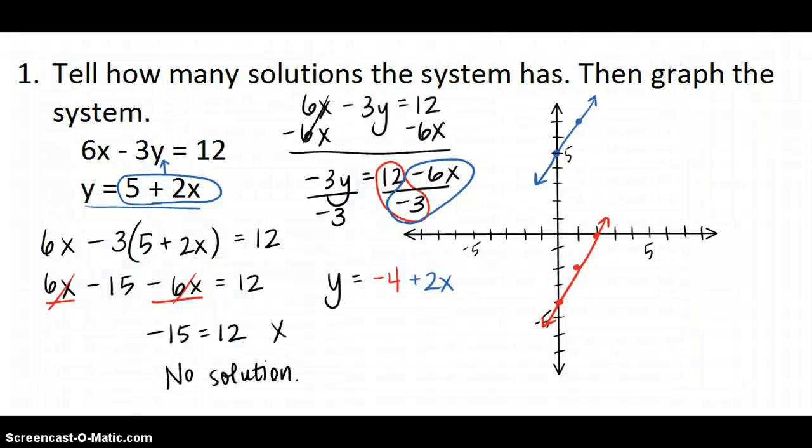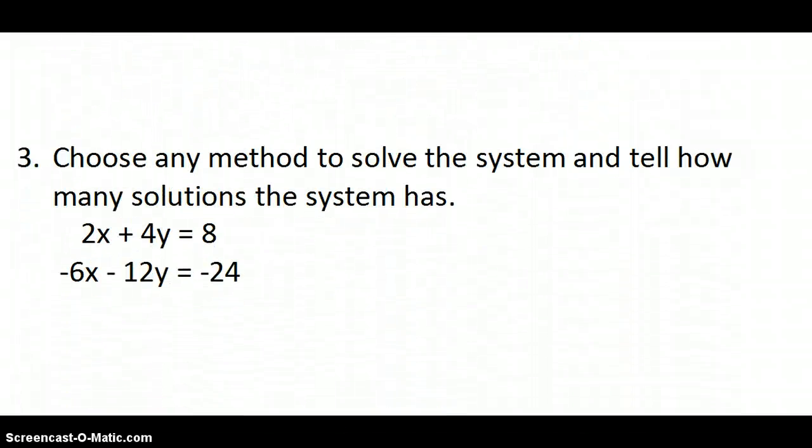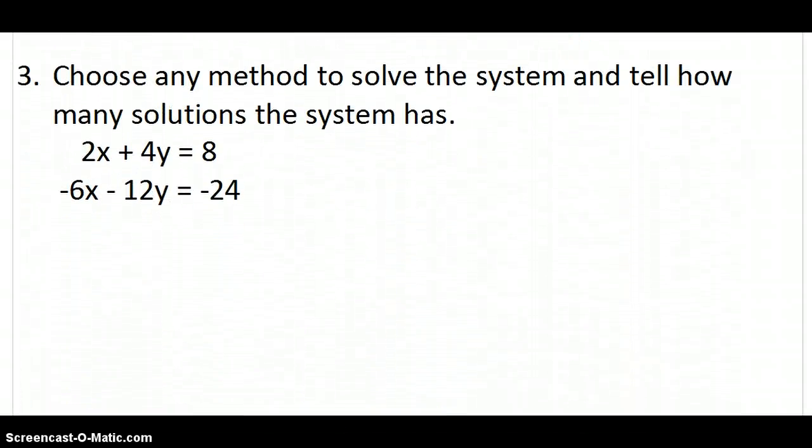Okay, so that was the second question. Only graphing question. The third question on the review asked you to choose any method you'd like to solve the system and tell how many solutions the system has. So here's the system that we saw. Again, this is like the first one. I think the addition method is the best method to use because our x's and y's are lined up.